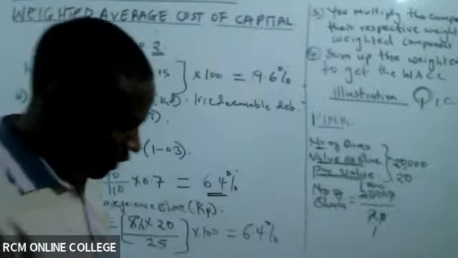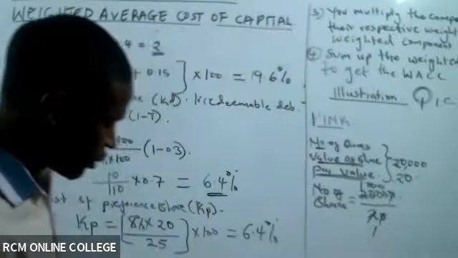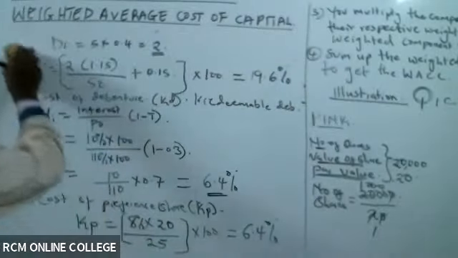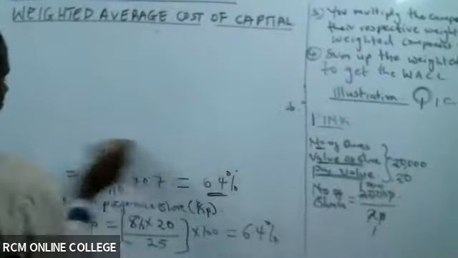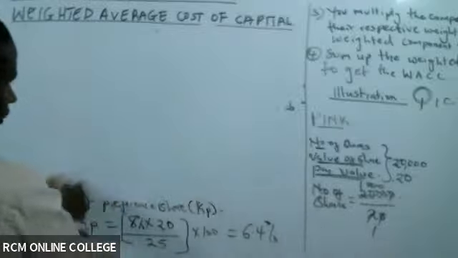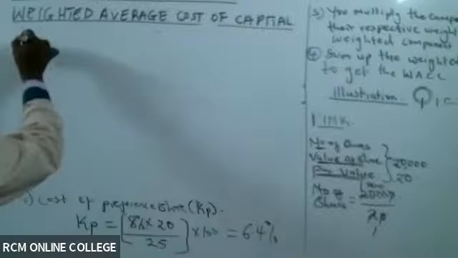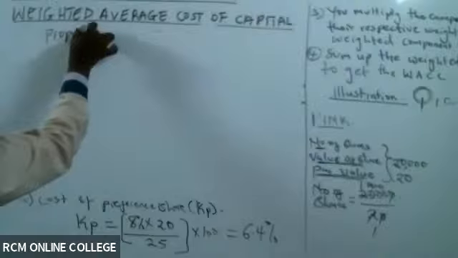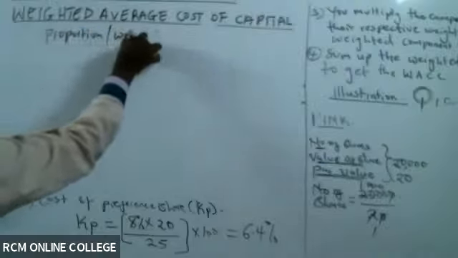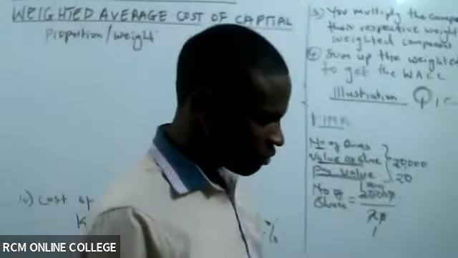Our next step, class, is to compute the weight. So for example, if we start with the proportion or weight, if I look at what we have here, ukiangalia what we have here, we have ordinary share.